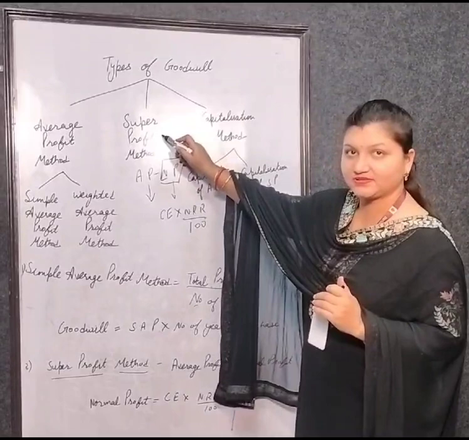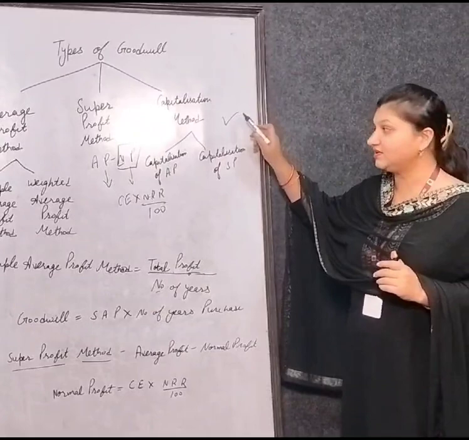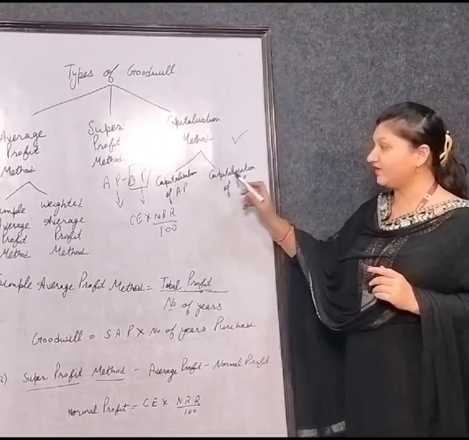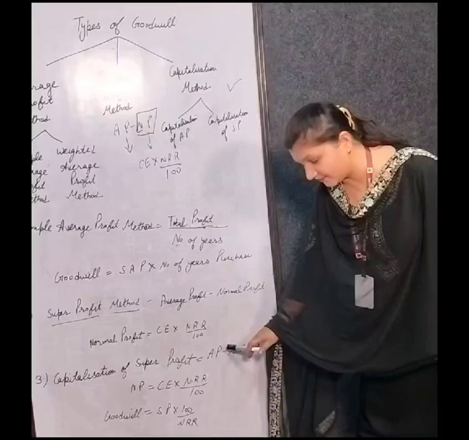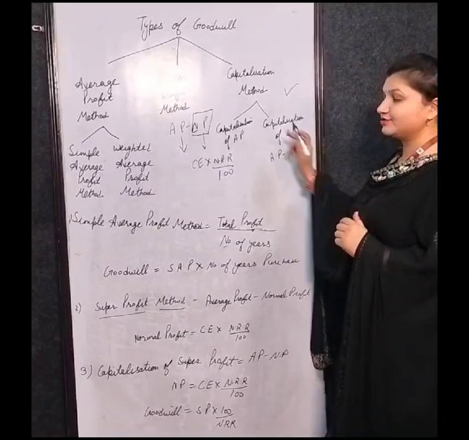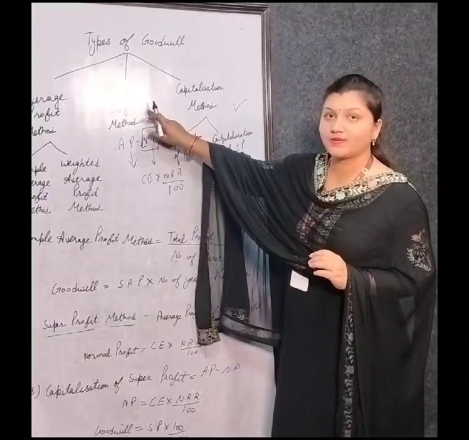Last is capitalization method. Capitalization method is of two types. First is capitalization of average profit. Second is capitalization of super profit. Super profit is equal to average profit minus normal profit, same as in the super profit method.